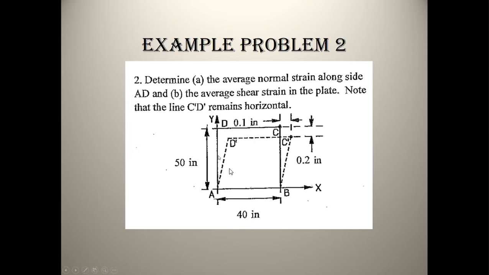So if I want to find the strain in AD, how do I define strain in AD? That's what he's asking you to find. A, the average normal strain along side AD. And then also the average shear strain in the plate. Note that line C prime D prime remains horizontal. So this is exactly parallel to AB. All right, let's then draw the diagram first.